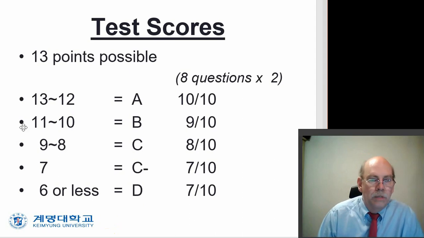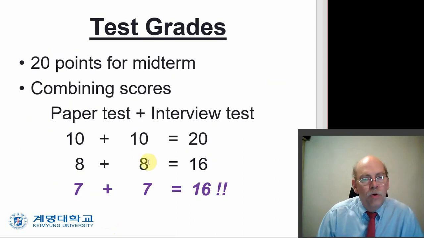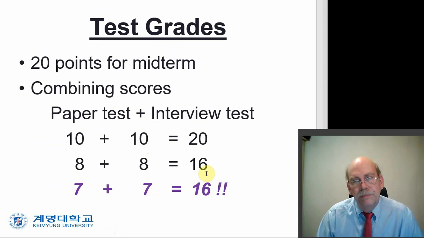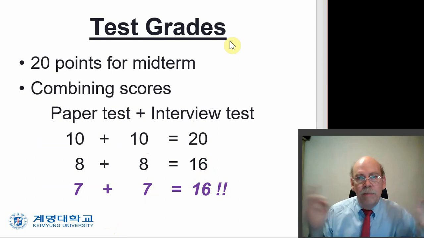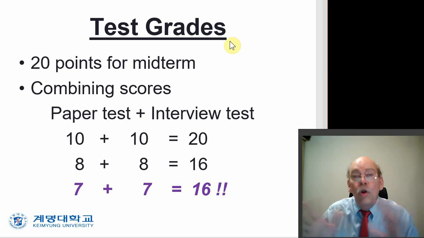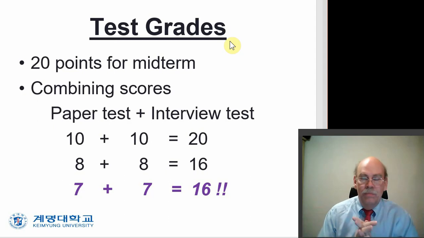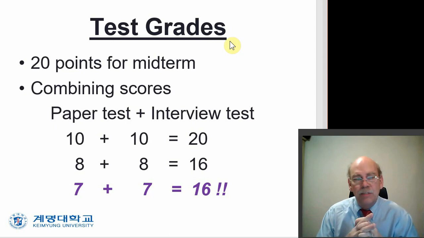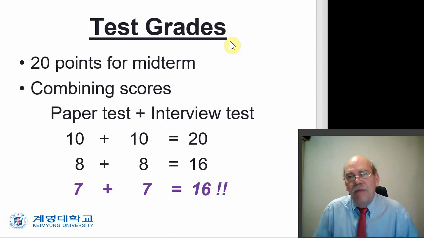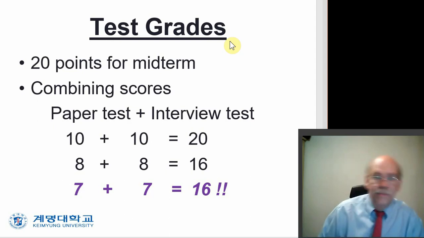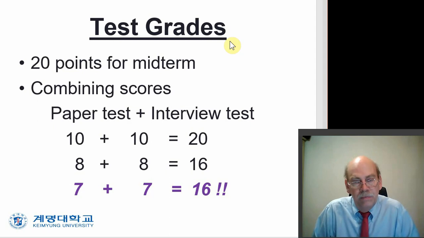Those are your scores. Again, you add up the two scores, minimum is 16. If you don't take a test, that's a 0. There's 10 plus 10, theoretically. If you have a 7 and a 0, that's a 7 and a 0, makes 7. If you have a 0 on your paper test, but you did it, that's still minimum 7. If you have a 0 on your interview, but you did it, that's minimum 7. And with 2 tests, your minimum score is 16.